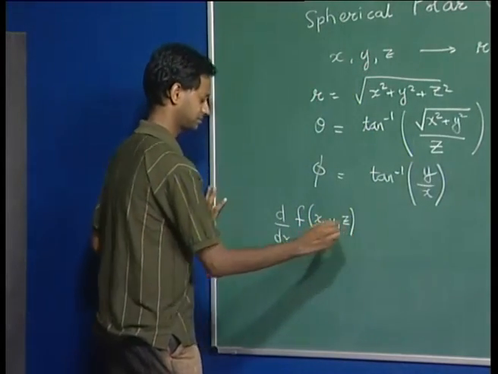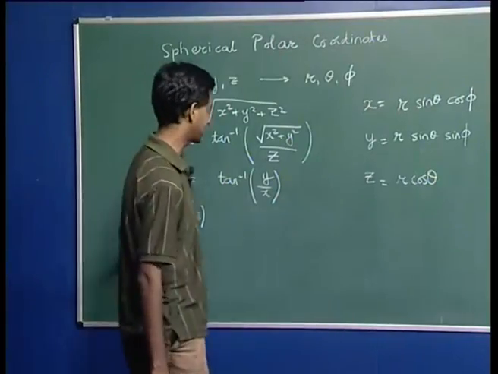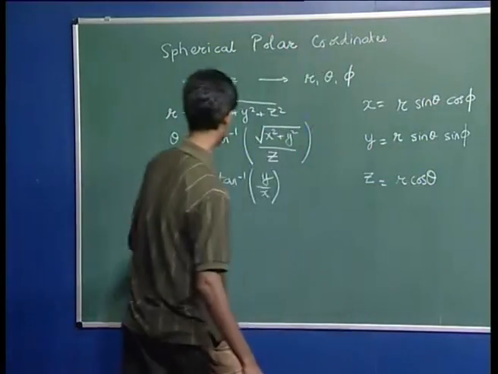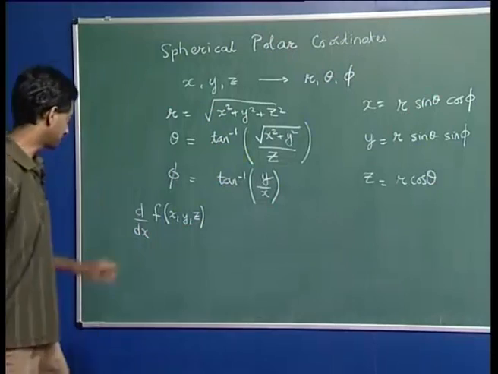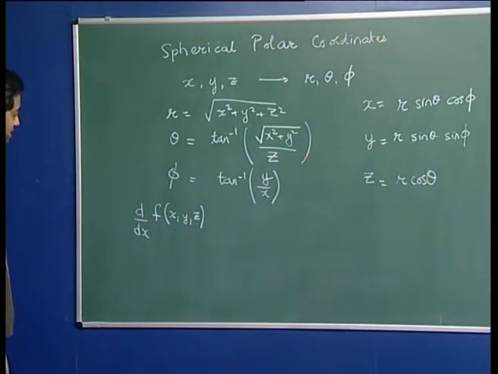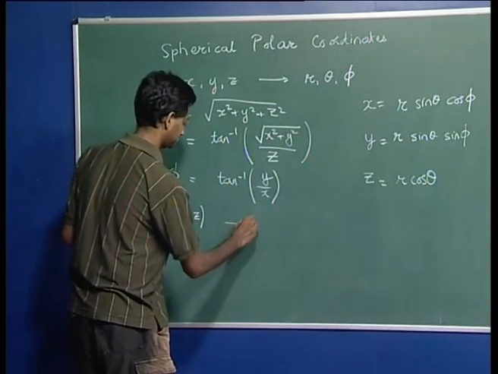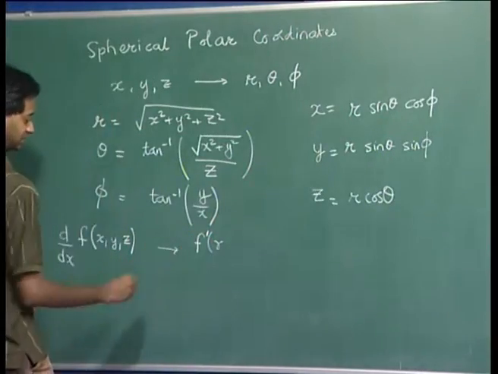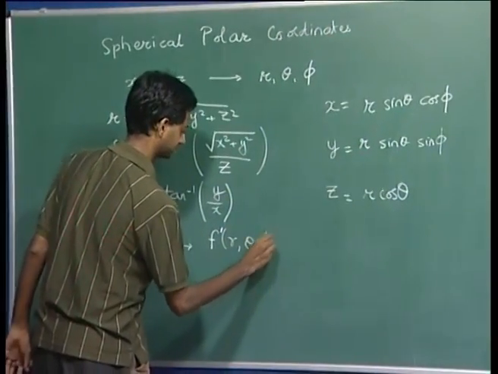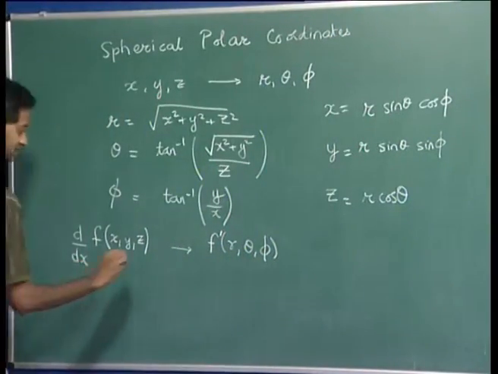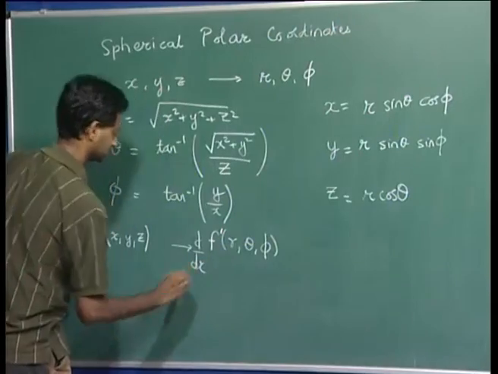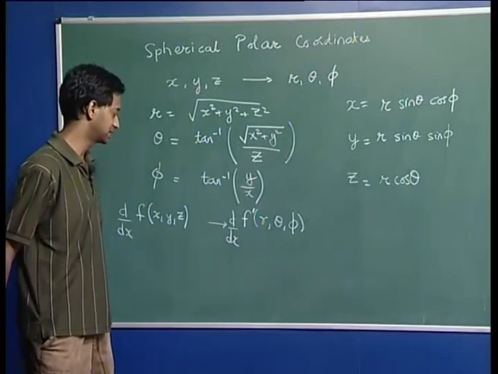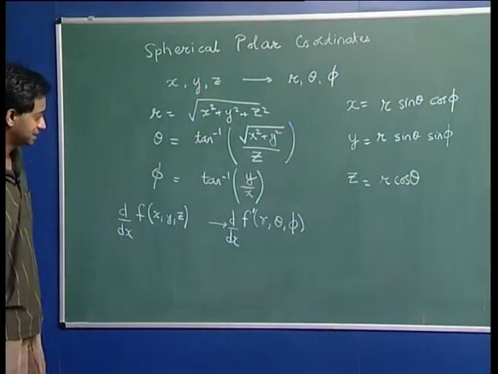x, y, z. Okay. Now, wherever I have x I substitute this, wherever I have y I will substitute this, wherever I have z I substitute this value, then my function will go from being a function of x, y, z to a function of r, theta, phi, and I'll call it f prime, okay, r, theta, phi, okay, and I still have derivative with respect to x. Now, the point is how do you write this derivative with respect to x in terms of derivatives with respect to r, theta and phi.